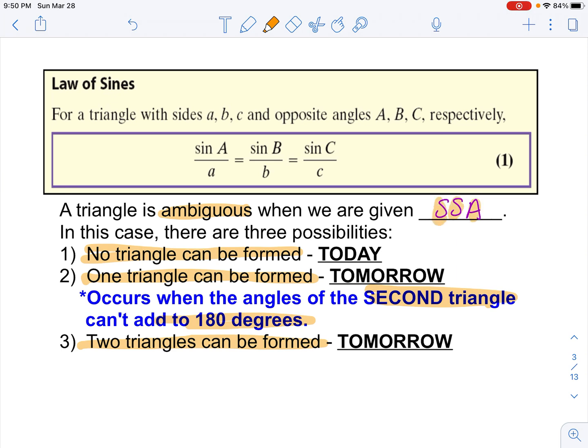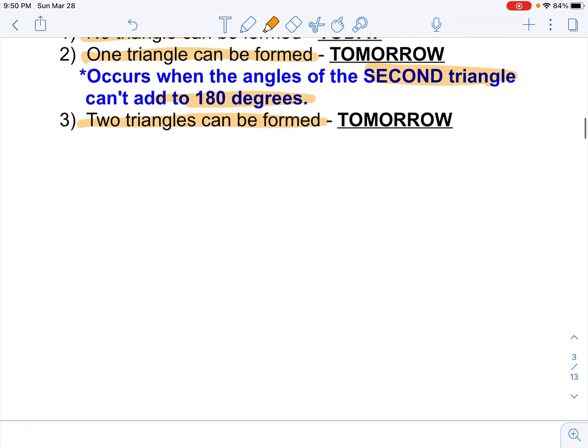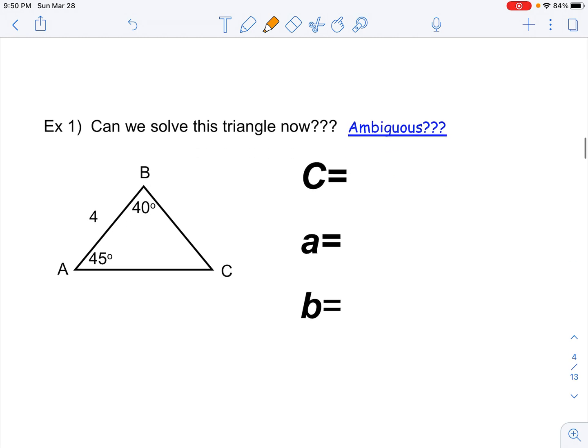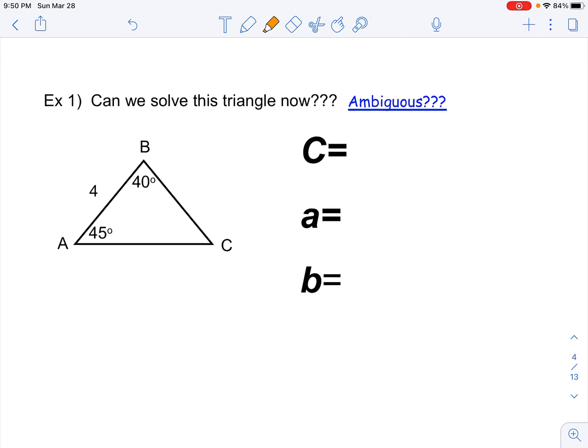Today we're going to look a little bit more at what happens if I give you two angles and only one side. So let's take a look at the first triangle. It says, can we solve this triangle with what we know now? Again, the ambiguous case uses side-side-angle, but if we look, notice we have two angles.